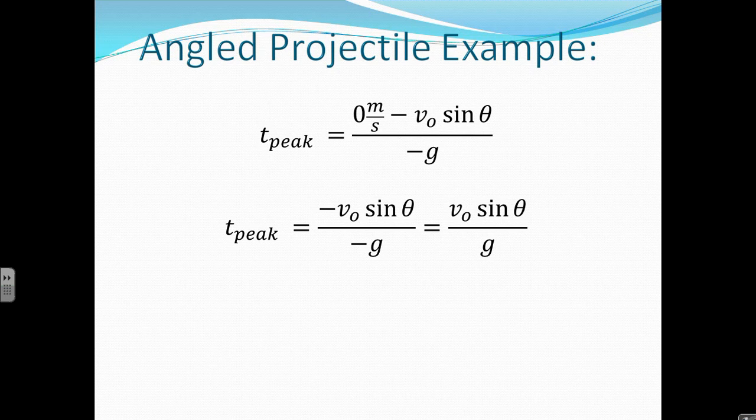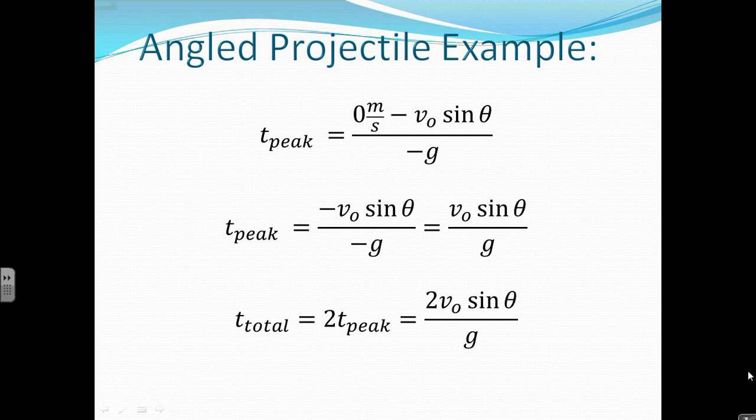It's not our total time though, because our total time is twice the time to the peak. So we multiply that expression by 2, and we find that the total time in the air is 2 times the initial velocity sine theta divided by g. And this equation works for every angled projectile that leaves the ground and returns to the same position it left with. So it's a universal equation, just using some of the values that we have out of our reference tables.